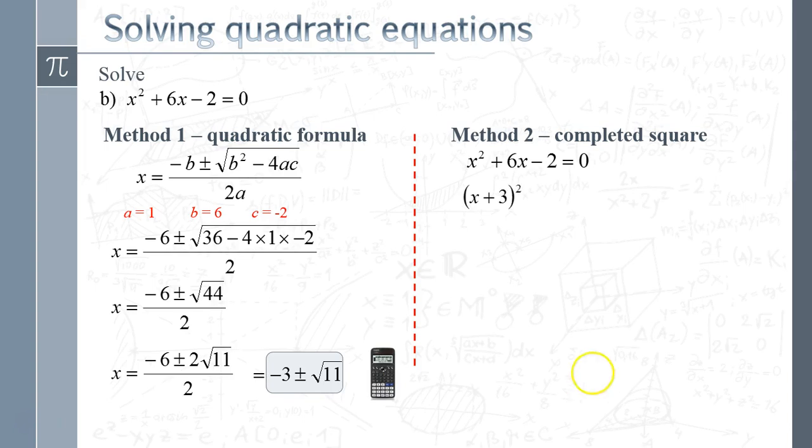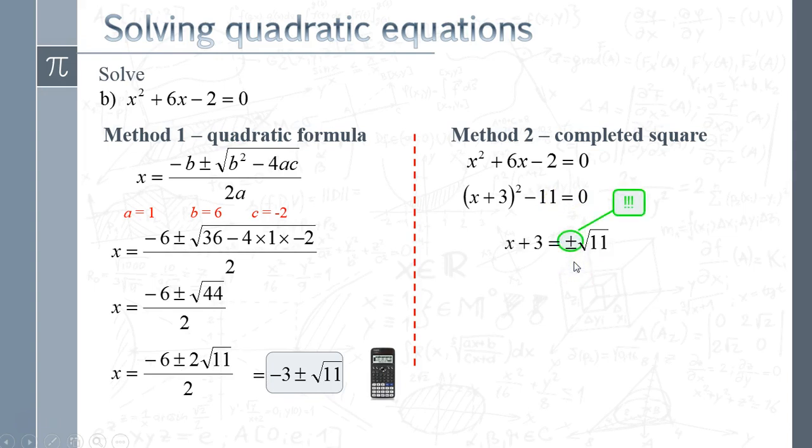So, completed square relies on writing the whole thing as a squared bracket. I've chosen x plus 3 squared because this one here is going to give me x squared plus 6x plus 9. Now, because I've got a 6x here, that's why I've chosen the 3. So that gives me the x squared plus 6x. At the moment this is plus 9. I want it to say -2. So what I've got to do is take off 11. So now this expression here is exactly the same as this bit here. We've got essentially x squared plus 6x plus 9 minus 11 equals 0.